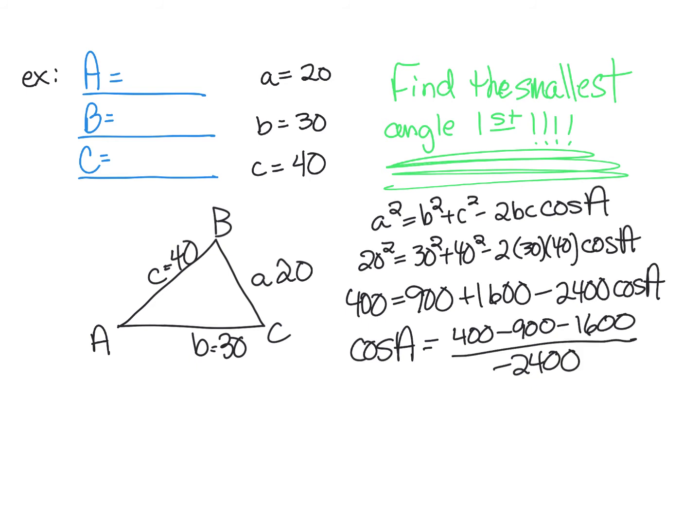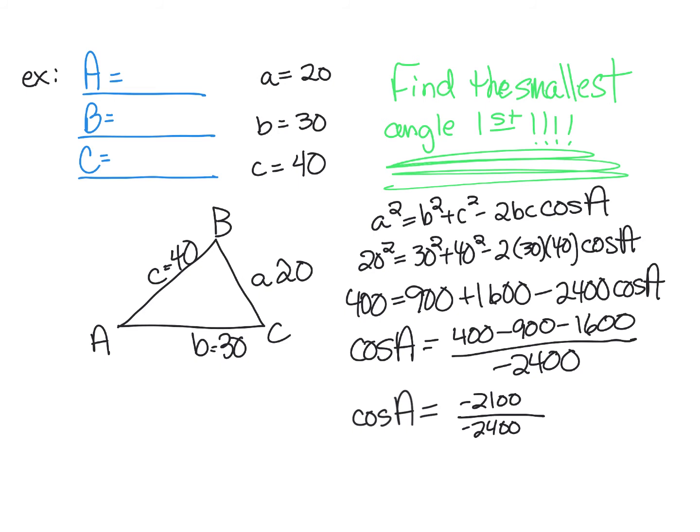This is not the formula that's in the book. I don't want you to have to memorize another formula. Just memorize the form of the law of cosines, and you can just solve for that guy. It's just numbers, right? So cosine of A will equal minus 2100 over minus 2400.